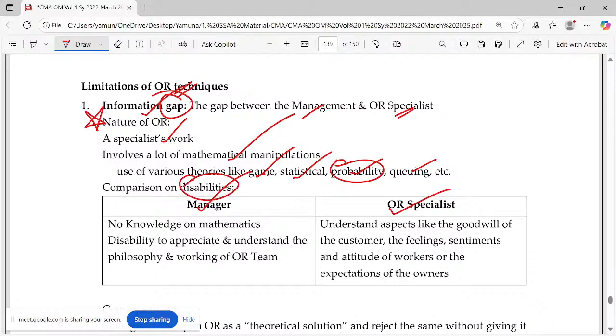So how the manager is working and how the OR specialist is working, we are comparing this on disabilities. Okay. When you talk about the manager, he knows nothing about the facts and figures. When you talk about the OR specialist, he knows nothing about feelings. Correct? Obviously, he will work only on mathematical methods, only on numbers.